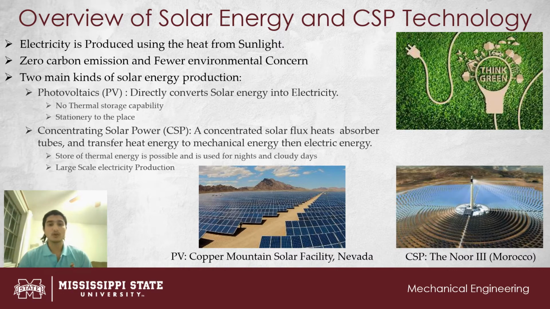Here is a sample photovoltaic power plant, the Copper Mountain Solar Facility in Nevada. Photovoltaics is the process where solar energy is directly converted into electricity. And the second one is concentrated solar power plants. Here is a picture of a concentrated solar power plant. In a concentrated solar power plant, there are tubes that receive heat energy and transfer it into mechanical energy, and finally it is converted into electrical energy.